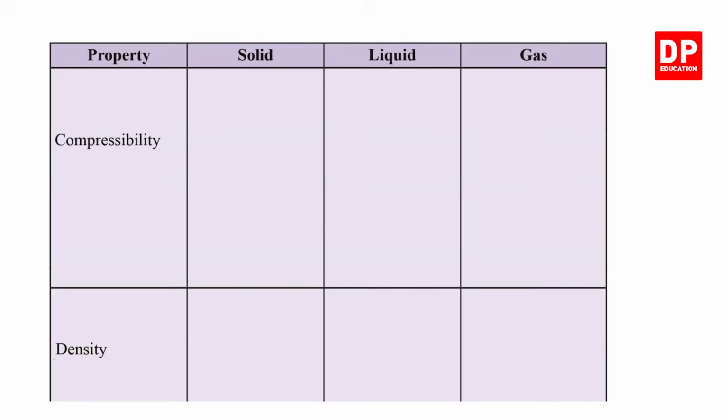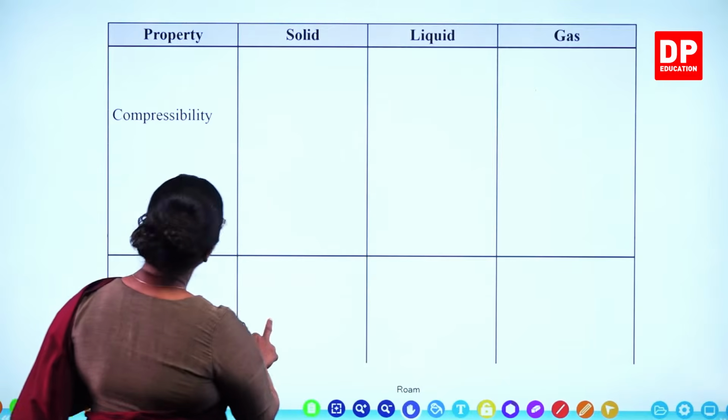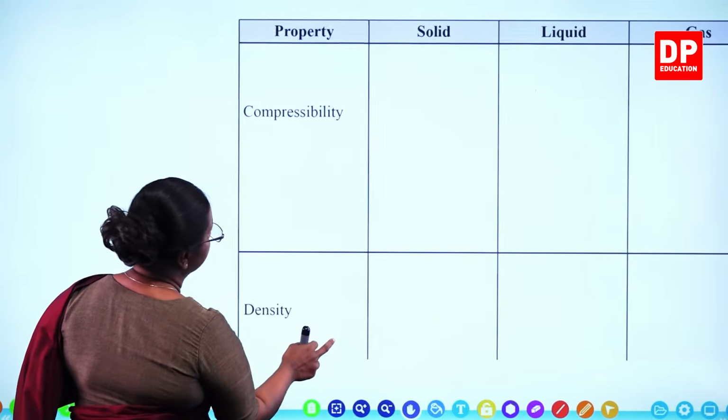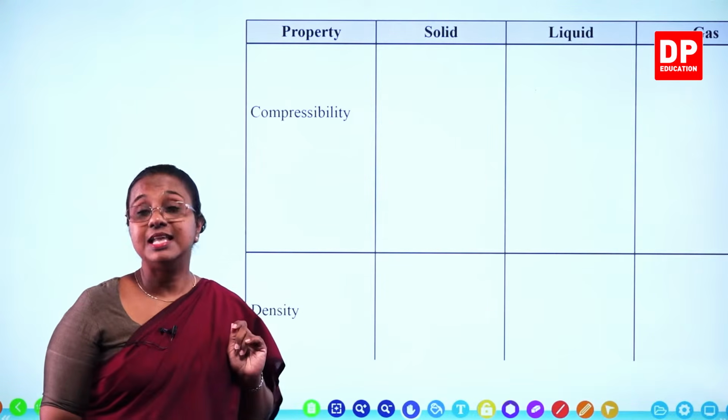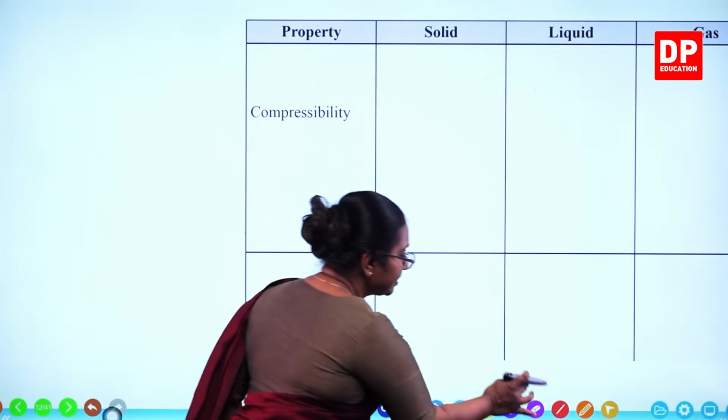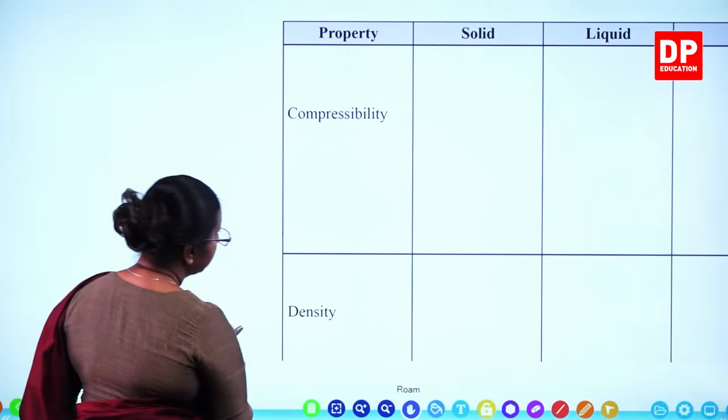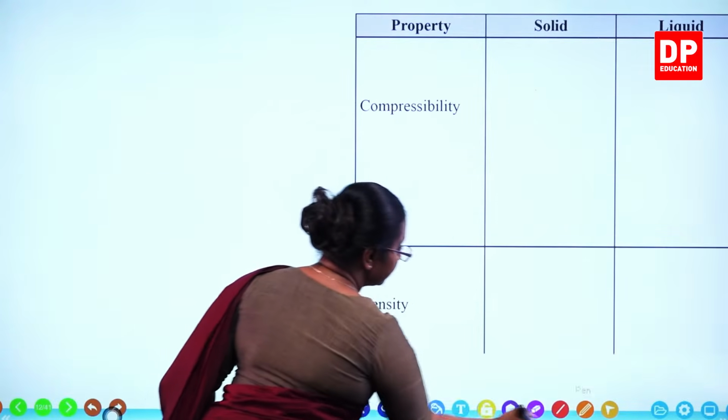Again, we continue the properties. Here we discuss two more properties. One is compressibility, the other one is density. Now, what is this compressibility? So, I will explain this first.